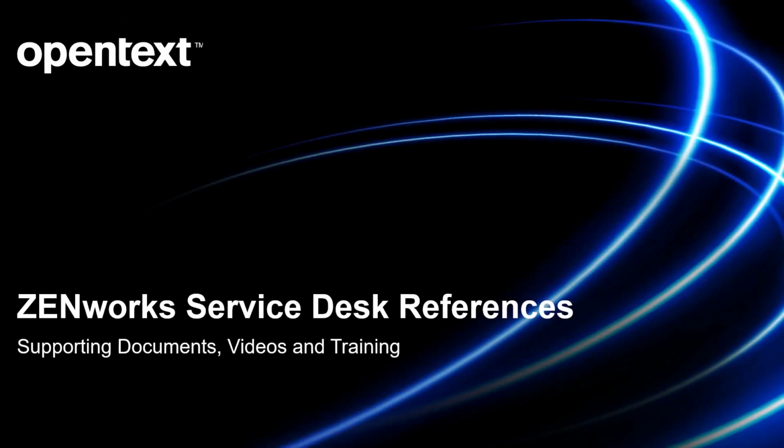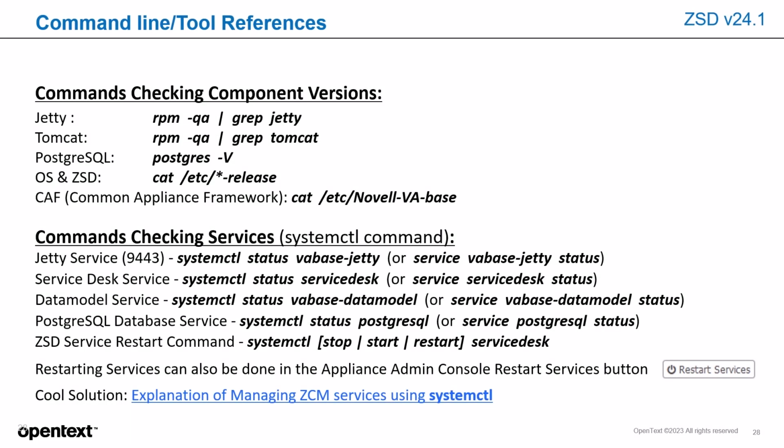And the following slides are basically supporting documents, videos, and training so that you can have some resources at your fingertips if you need to. These are command line tool references, some of the command lines for checking component versions for Jetty, Tomcat, Postgres, the OS, Service Desk, and so forth. And some of the commands for checking services themselves to see if they're active, started, stopped. And then there's a cool solution down here to explain managing the system CTL if you're not familiar with system CTL.